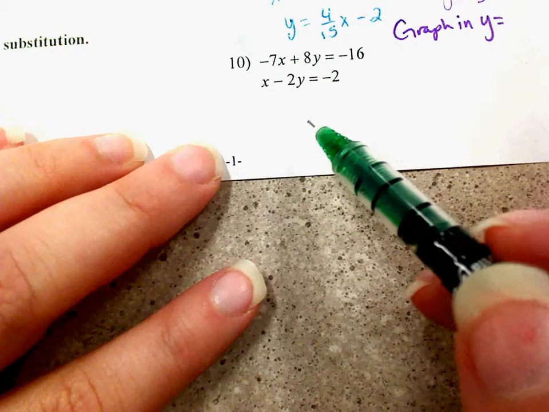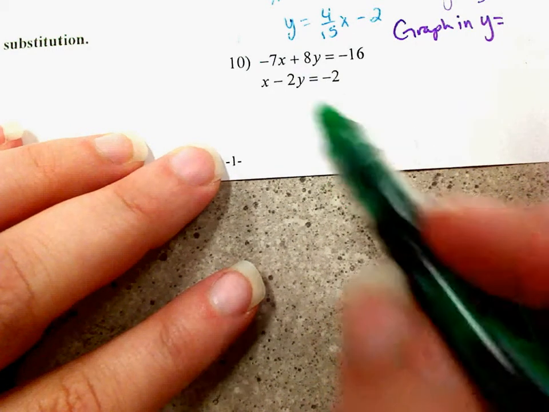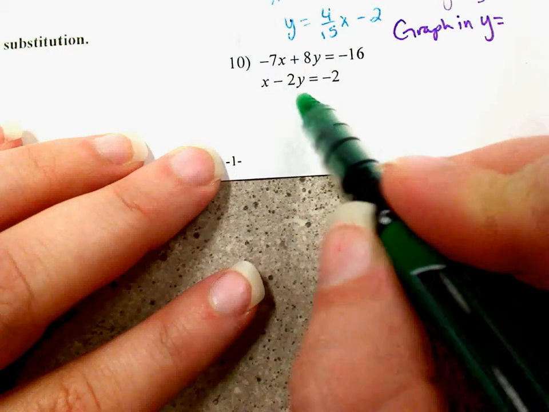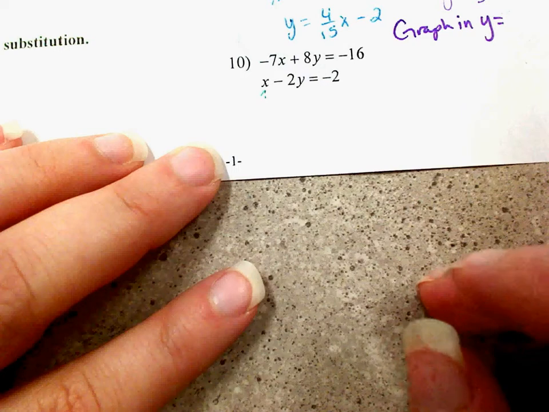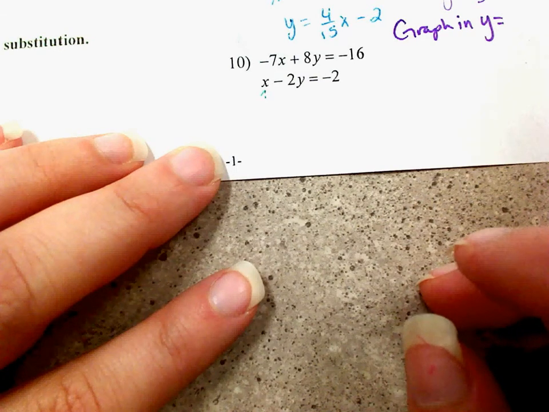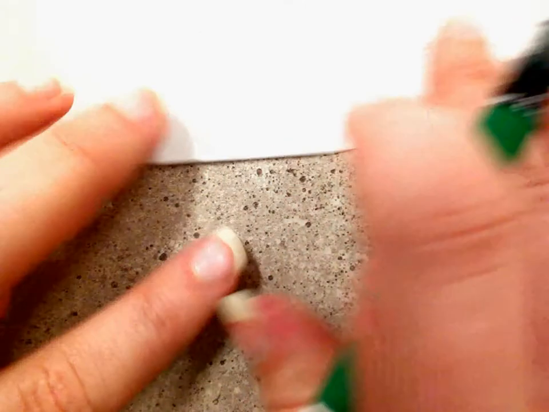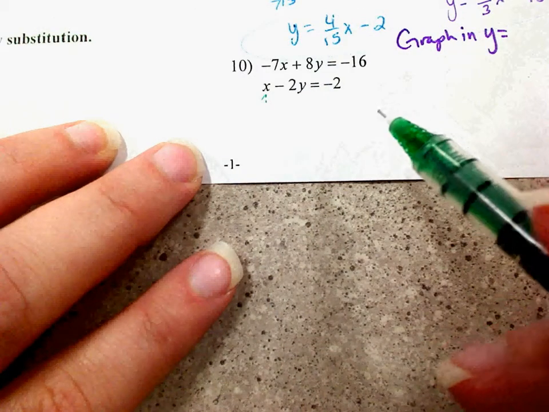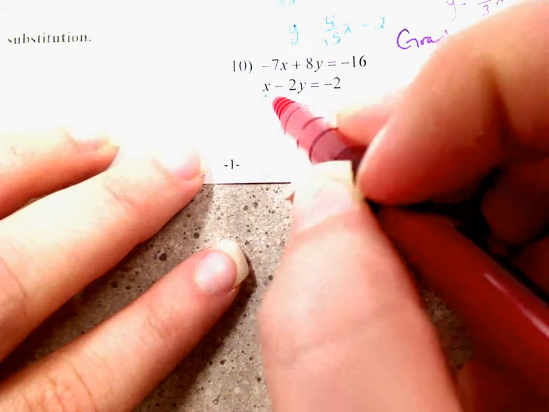What is the easiest one to solve for, guys? The bottom one, x or y? Do you want to solve for x or solve for y? Guys, substitution. You have to plug in an expression. This has a coefficient of 1, which makes it the more appealing one to solve for. How do I solve for x?